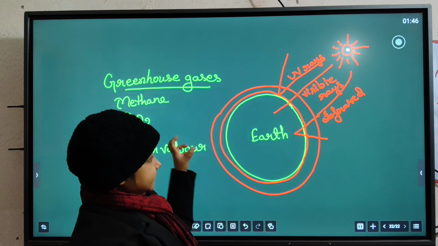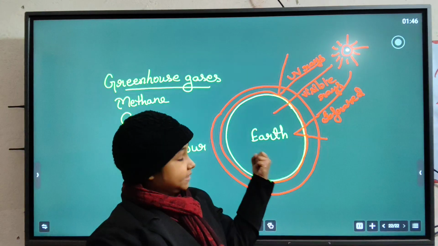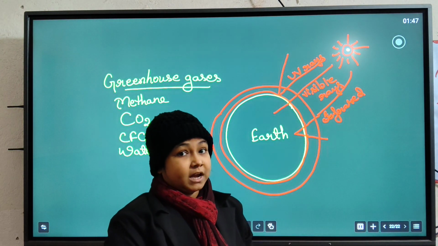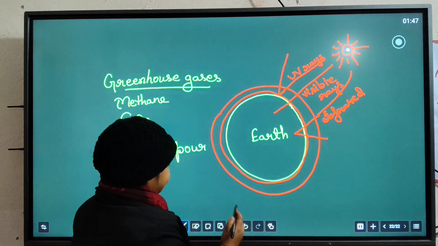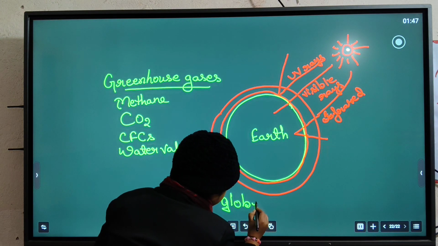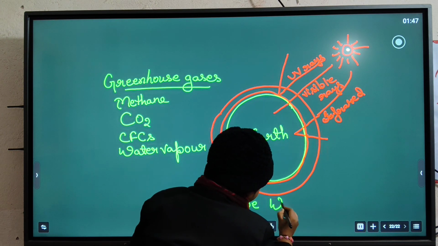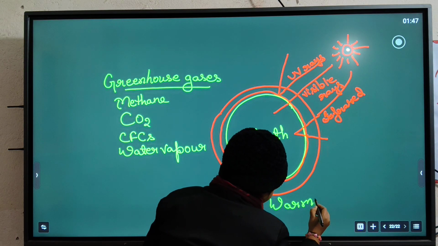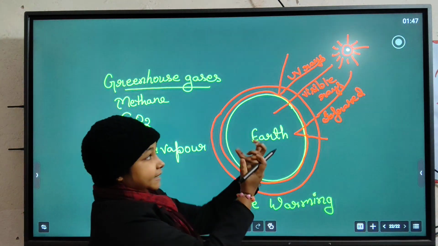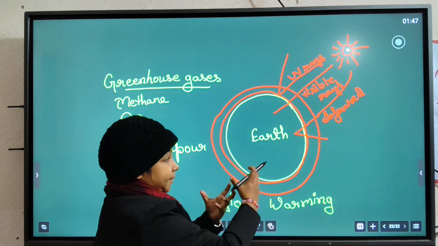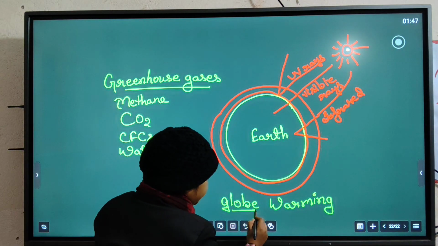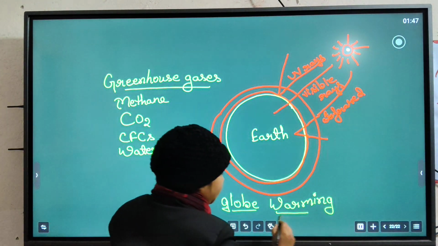So these gases trap the visible rays coming from the sun to the earth, and this makes the earth warm. That we call global warming. When these greenhouse gases enter the earth and are trapped inside, they warm the earth and the globe becomes warm. That is known as global warming.